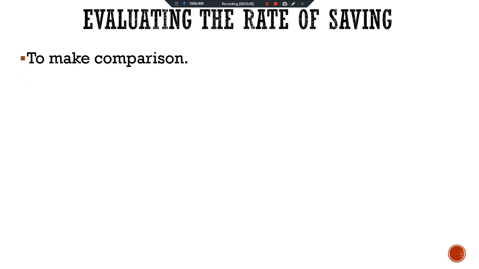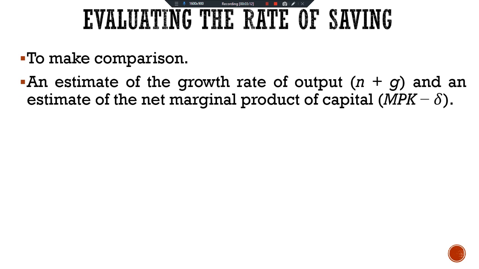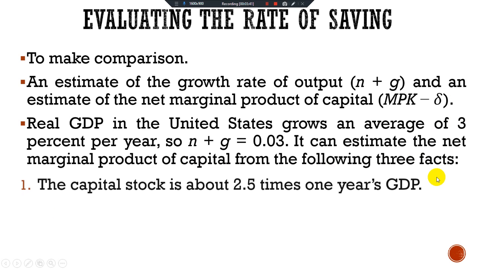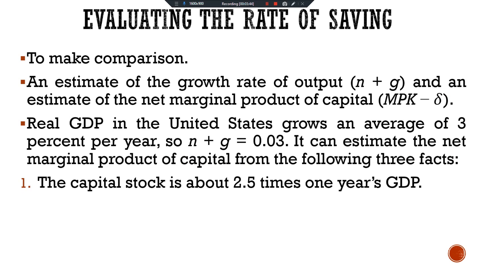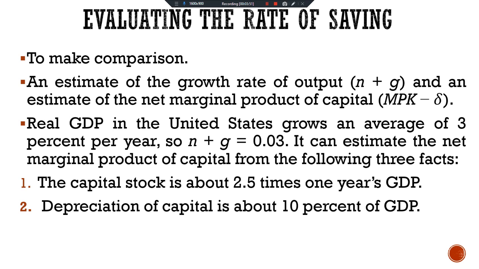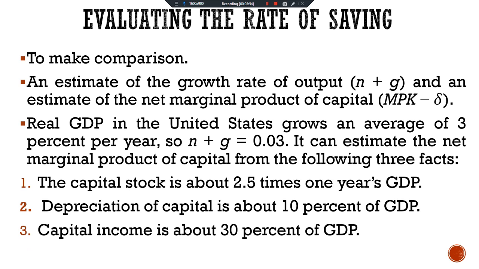To make a comparison, we need an estimate of the growth rate of output, n plus g, and an estimate of the net marginal product of capital, MPK minus delta. Real GDP in the United States grows an average of 3% per year, so n plus g is equal to 0.03. We can estimate the net marginal product of capital from three facts. First, the capital stock is about 2.5 times one year's GDP. Second, the depreciation of capital is about 10% of GDP.